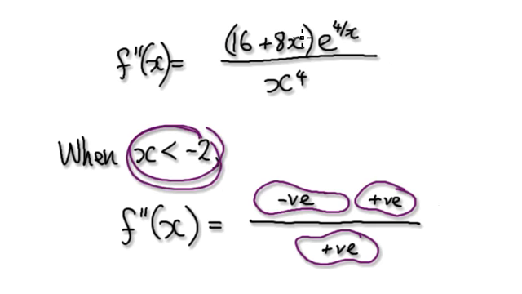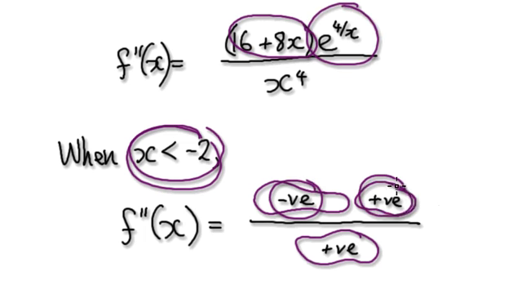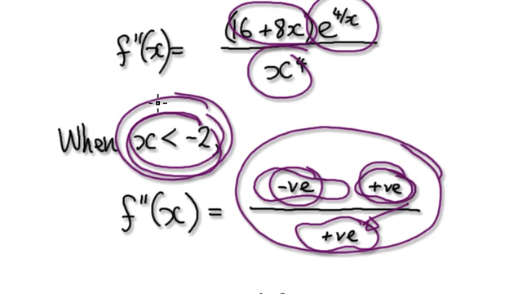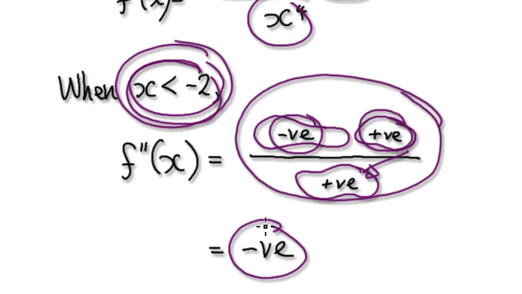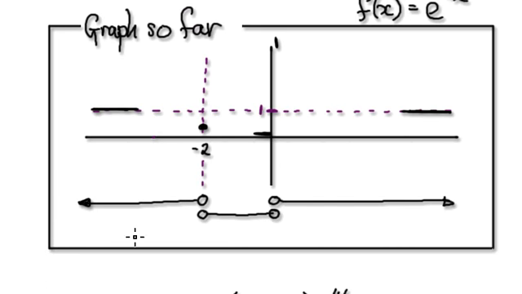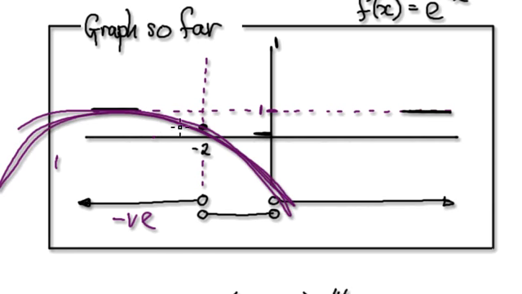When x is less than minus 2, this thing here will be negative, this thing here will be positive, and this thing here will be positive. So overall, in this region, f double prime will be negative, meaning it's going to concave down, like this. So in this region, it should concave down.